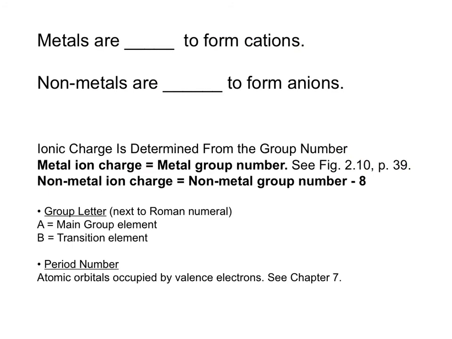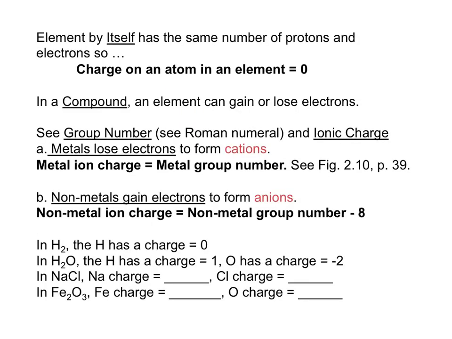In an earlier video, we classified elements as either metals or nonmetals. Stop the video and fill in those two blanks. And the answers are... Metals lose electrons to form cations. A cation has a plus charge. Nonmetals gain electrons to form anions. An anion has a minus charge.